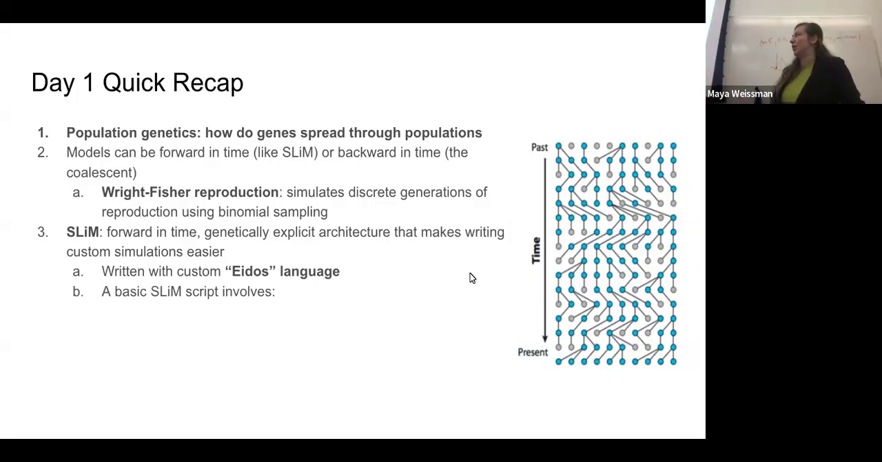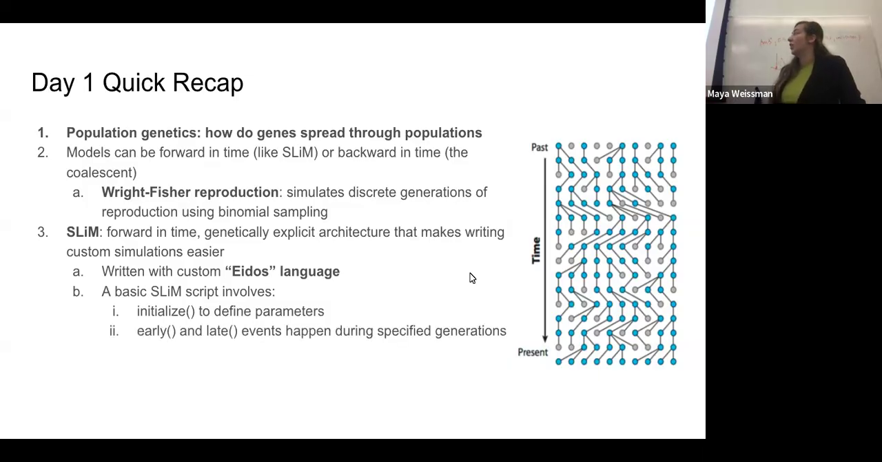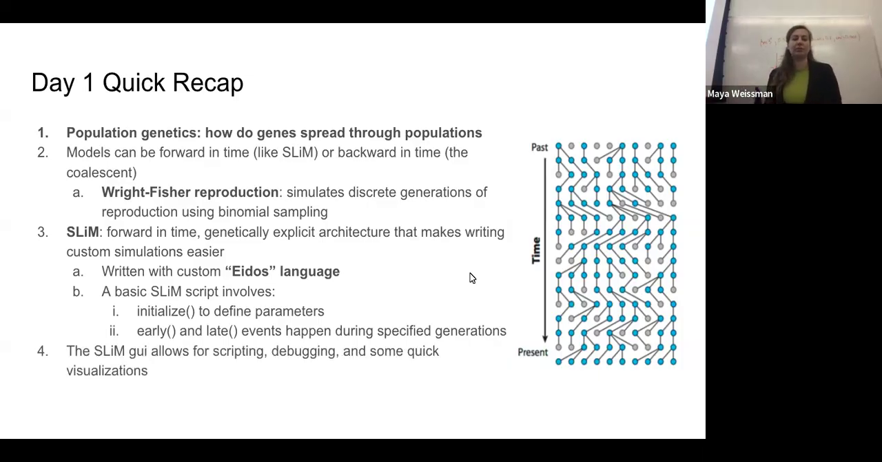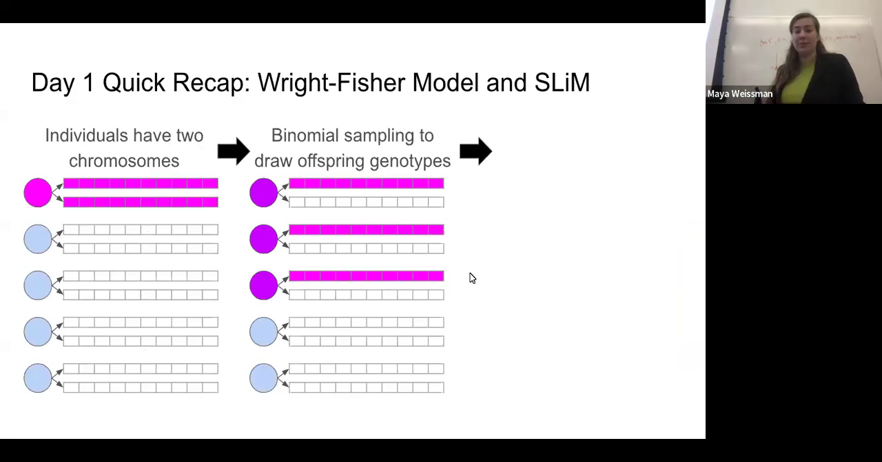A basic SLiM script boils down to 3 parts. Initialize to define all of your parameters at the start, then early and late events happening during specified generations. Those happen either before reproduction occurs or after reproduction occurs, but still within a specific generation. The SLiM GUI allows for some quick scripting, debugging, and some very limited visualizations, but it's still a powerful tool when you're getting started. And we're going to be doing that today.